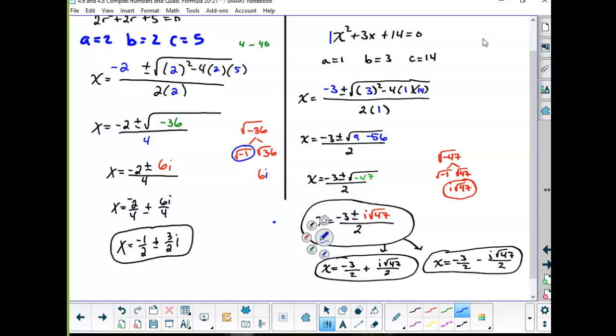So now I'm looking at, how do I simplify the square root of -47? Well, 47 is a prime number, or no perfect squares go into it. So I'm just going to pull the -1 out and call that i square root of 47.